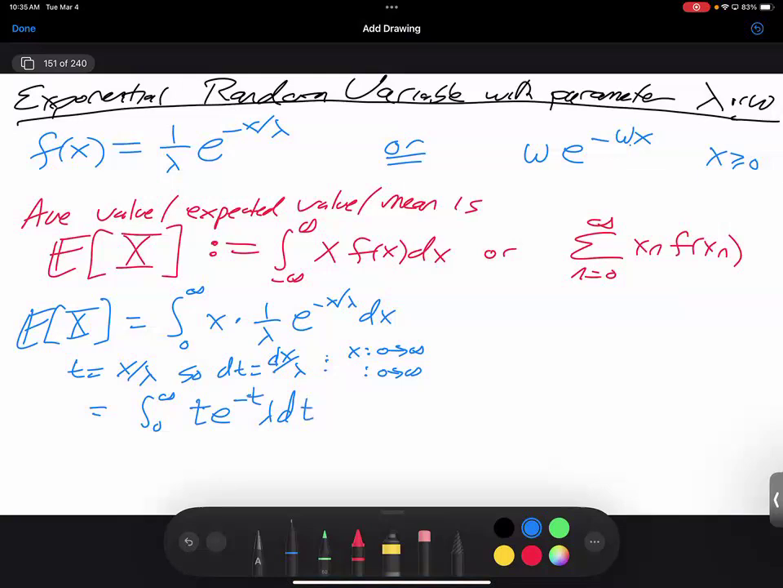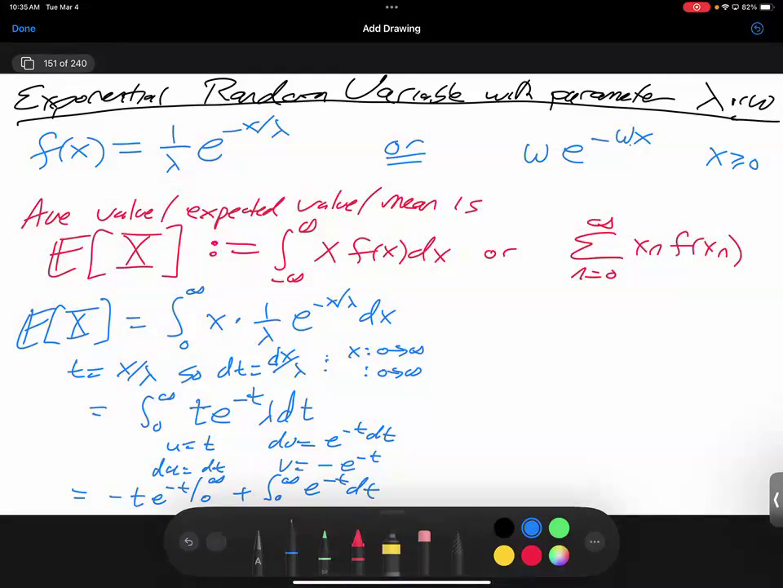So we'll let u equal t, dv equals e to the minus t dt. du is going to be dt, and then v is negative e to the minus t. So when we integrate, we get uv, so we'll get minus t e to the minus t at 0 and infinity, minus v du, well, the minus sign is reinforced, and we'll have the integral from 0 to infinity of just e to the minus t dt.